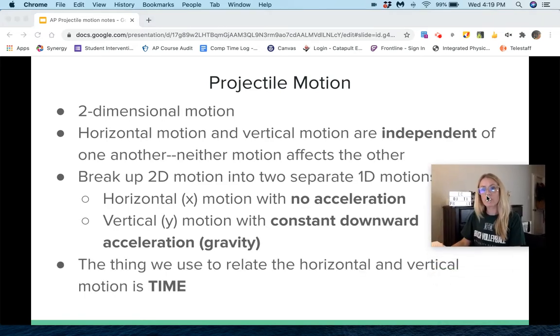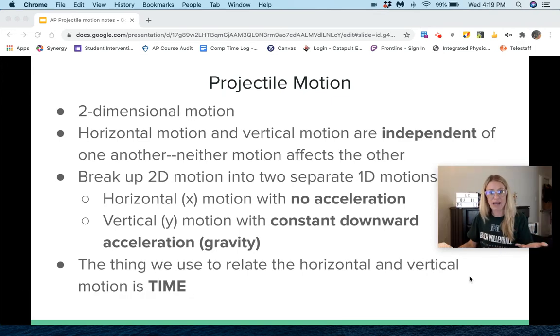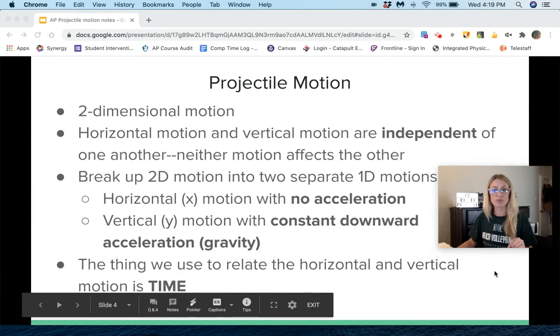Now, the thing that we are going to relate these two things with is time, because no matter what, if we have just one-dimensional motion up and down, or if we have this two-dimensional motion, we're still talking about this one object. So in that two-dimensional motion, even though we break up the X and Y directions, it's still talking about the same object and the same motion, so we can relate the two with time.